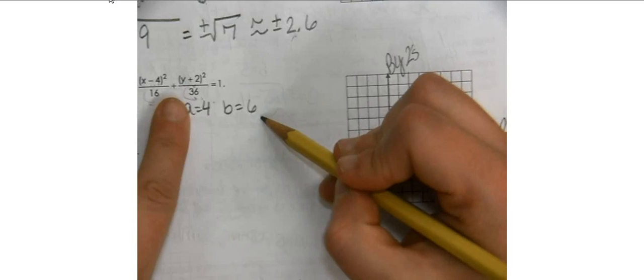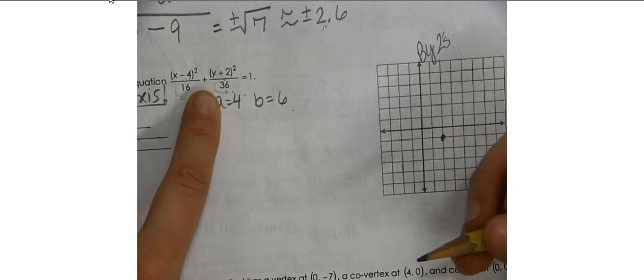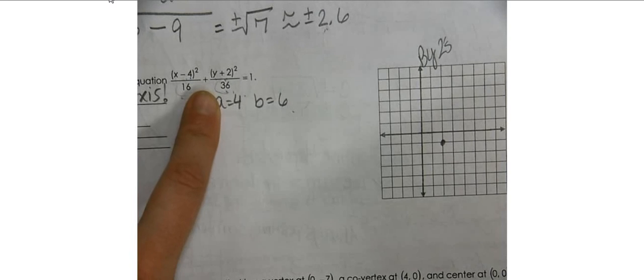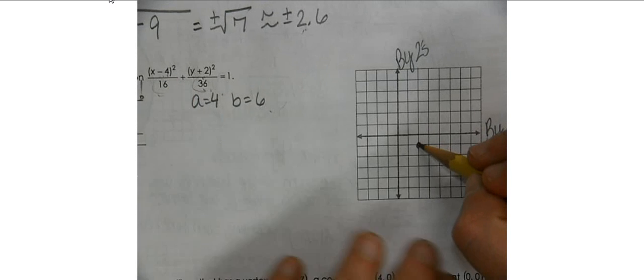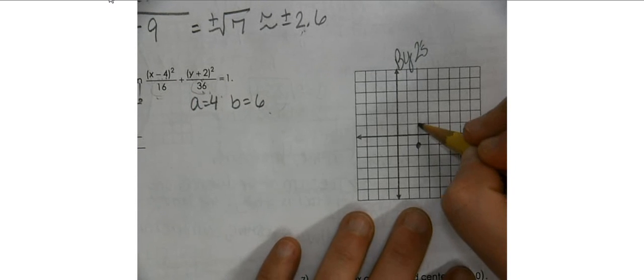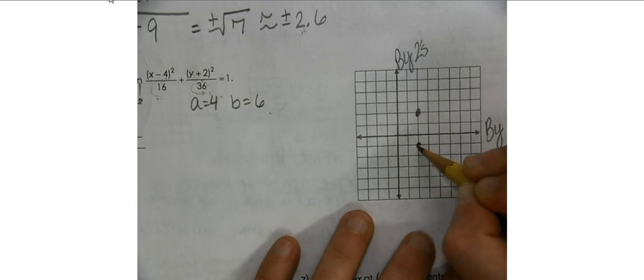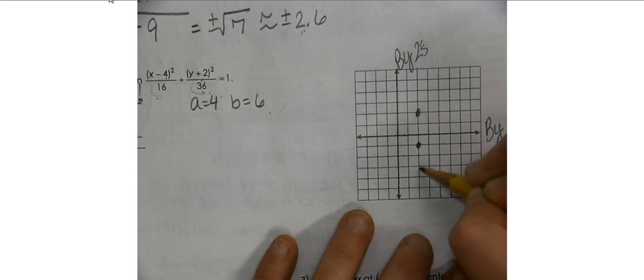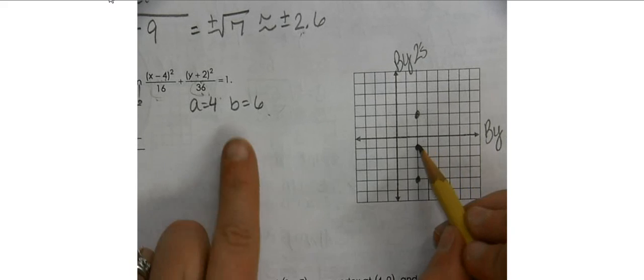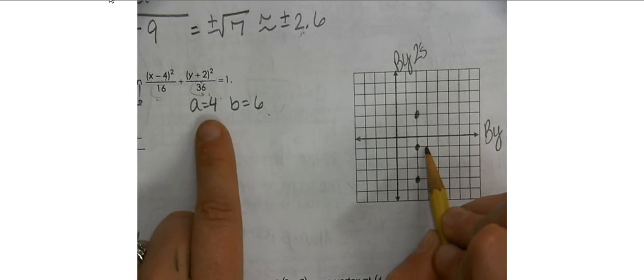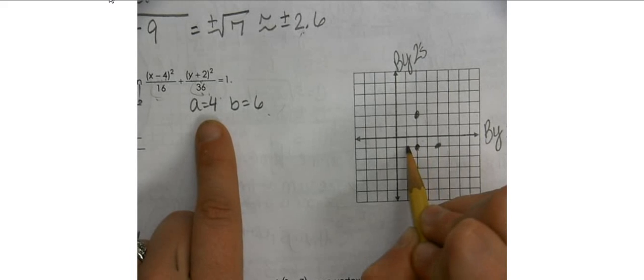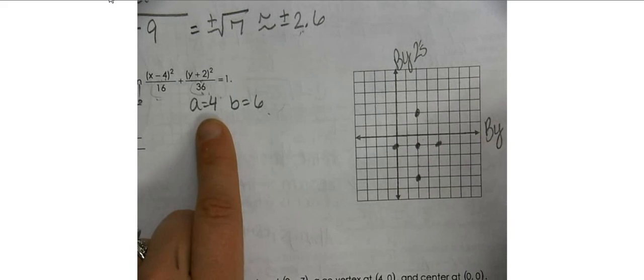And since b, or 6, was below y, my major axis is where I'm going to count 6 units to the north and south, 6 units up and 6 units down. So I'm going to count 6 units going up, 2, 4, 6. And then 6 units going down, 2, 4, 6. And then going horizontally, I'm going to count 4 units. 2, 4. And over here, I have 2, 4. So now we need to come up with what those ordered pairs are.